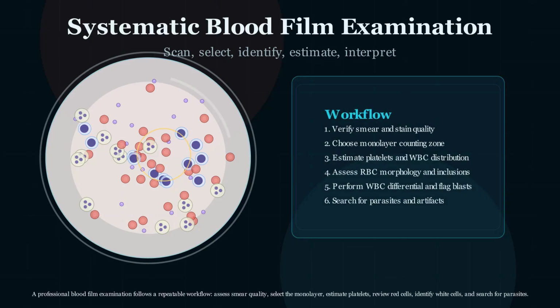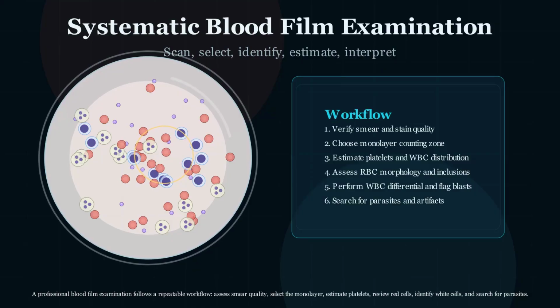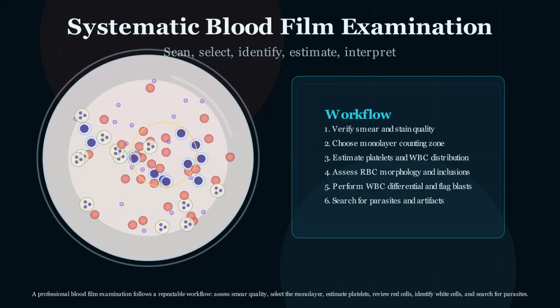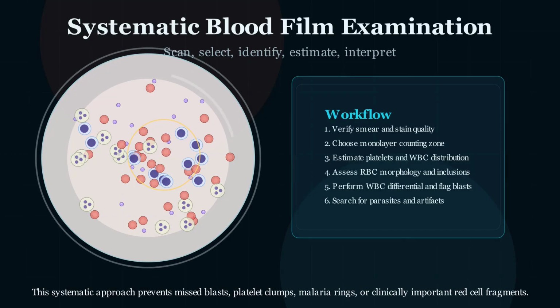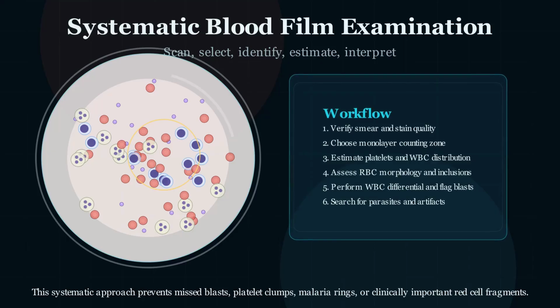A professional blood film examination follows a repeatable workflow. Assess smear quality, select the monolayer, estimate platelets, review red cells, identify white cells, and search for parasites. This systematic approach prevents missed blasts, platelet clumps, malaria rings, or clinically important red cell fragments.